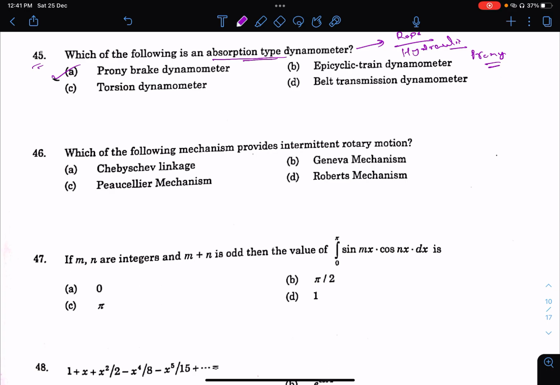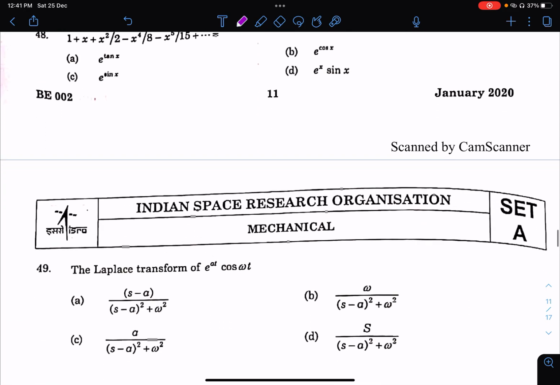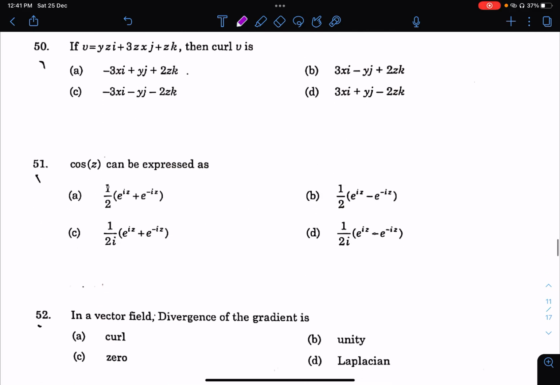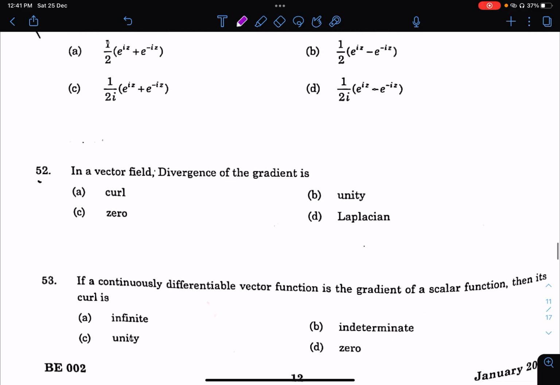Which one of the following mechanisms provides intermittent rotary motion? There are two types of mechanism: one is Geneva and the other is the Ratchet mechanism. So the correct answer is B. We are leaving this question related to calculus.